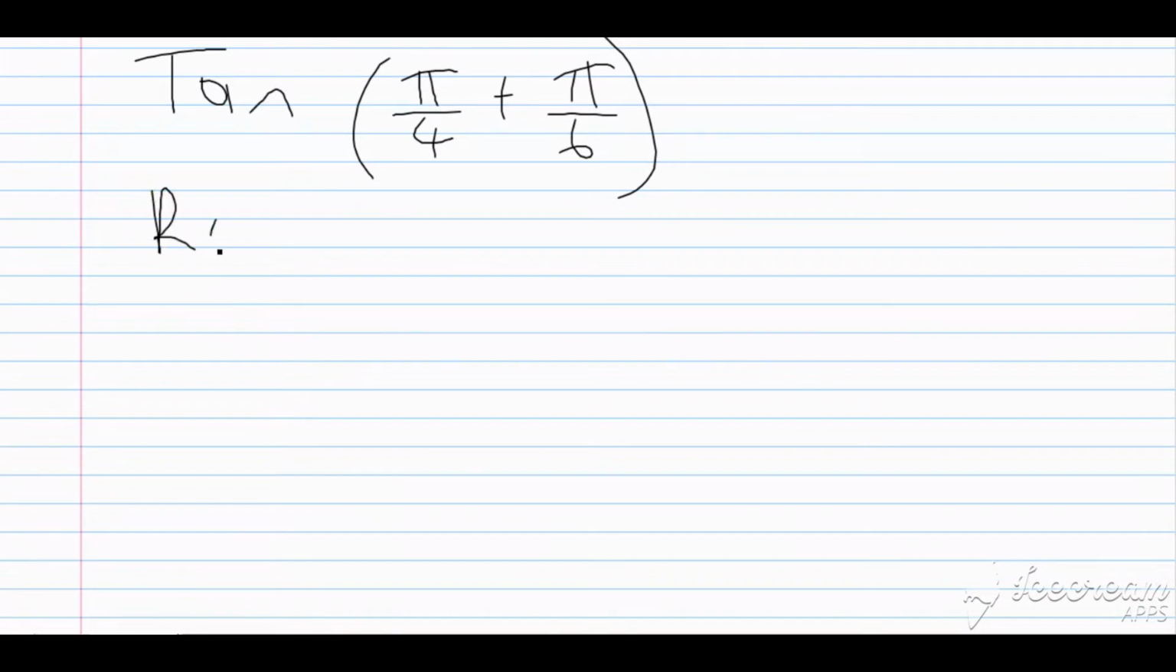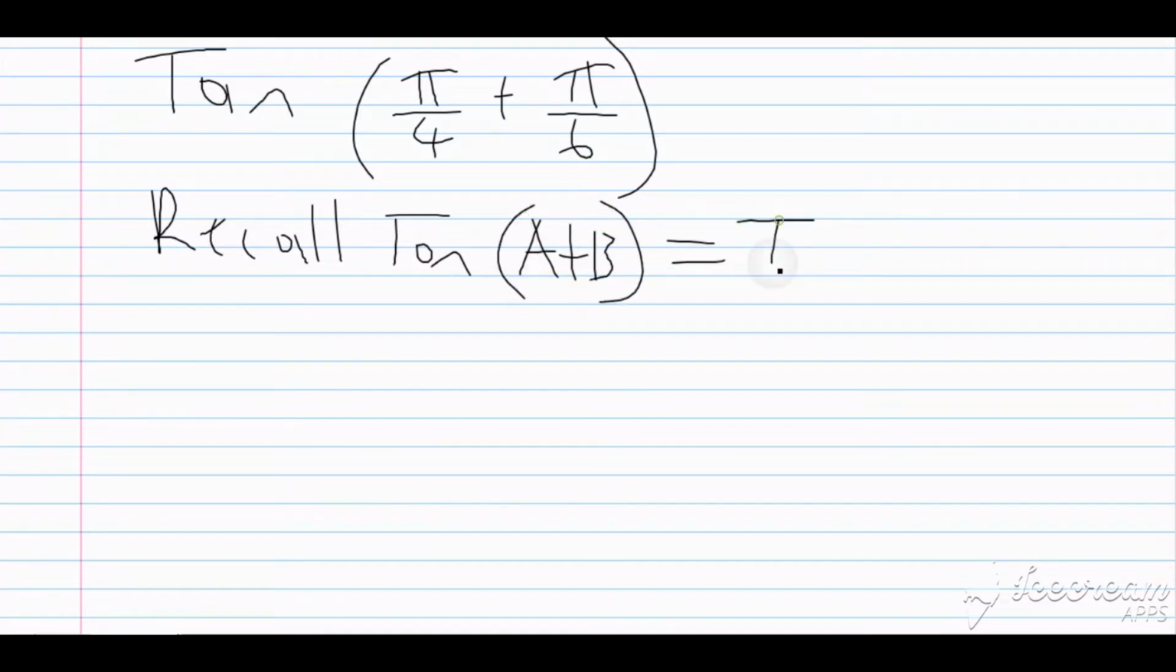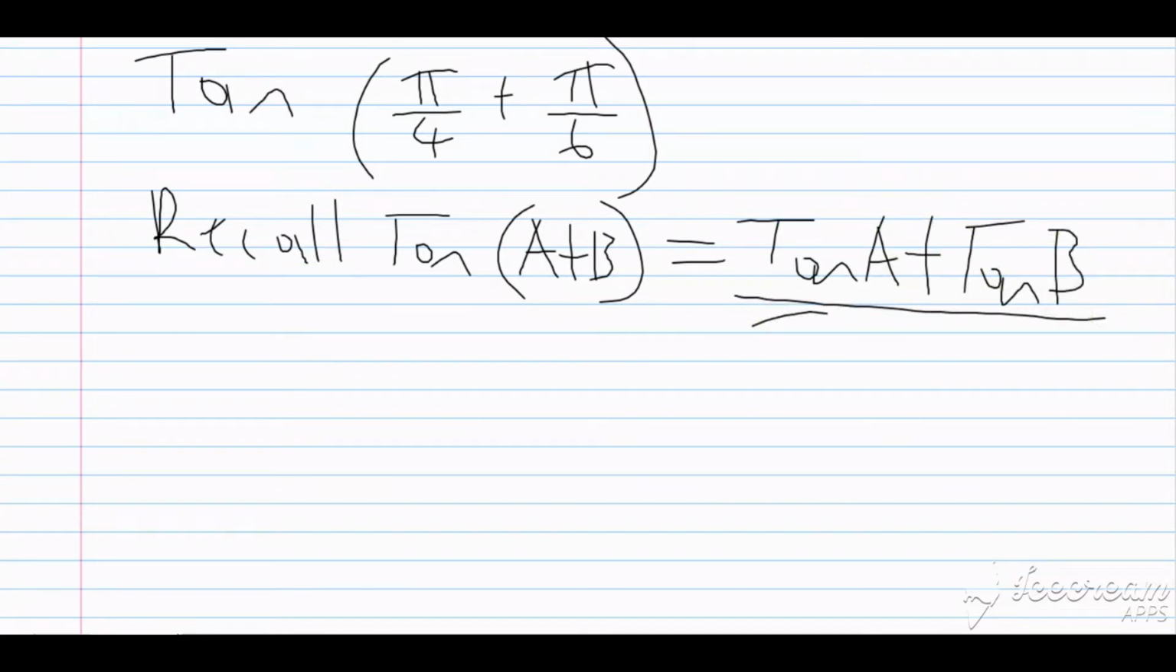So recall, tan A plus B, the bracket must be there, is equal to tan A plus tan B all over 1 minus tan A tan B. Good. How does this apply to this scenario?